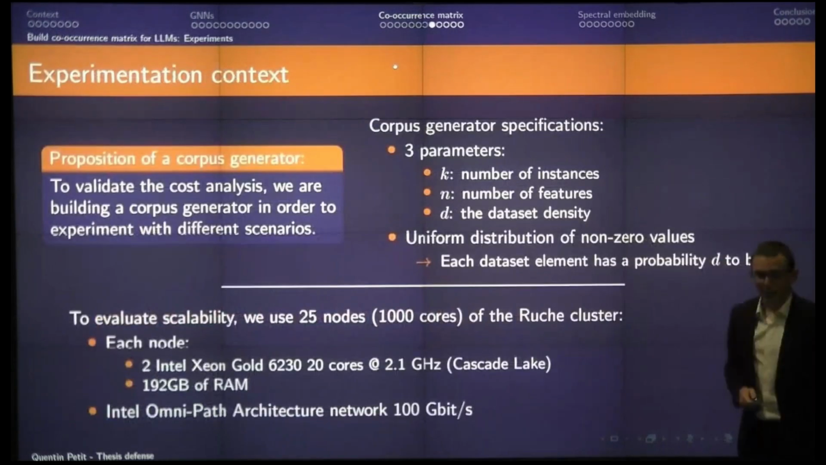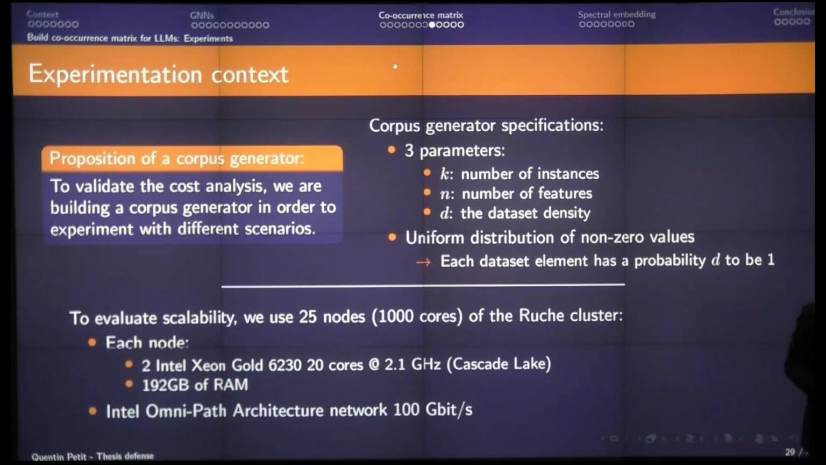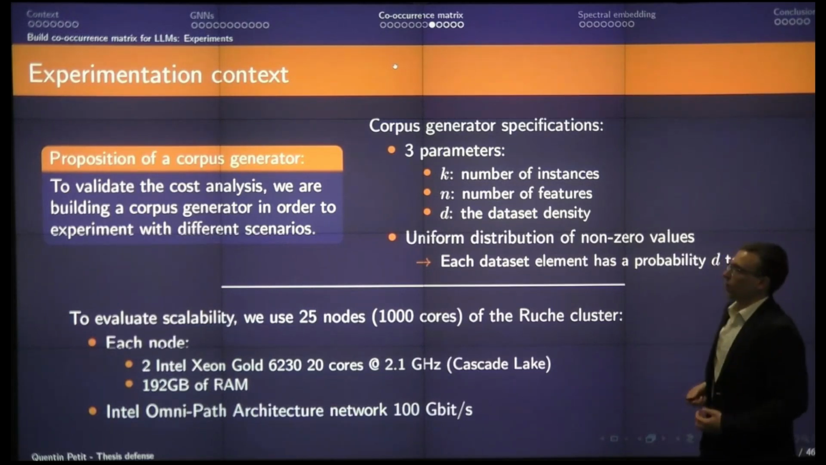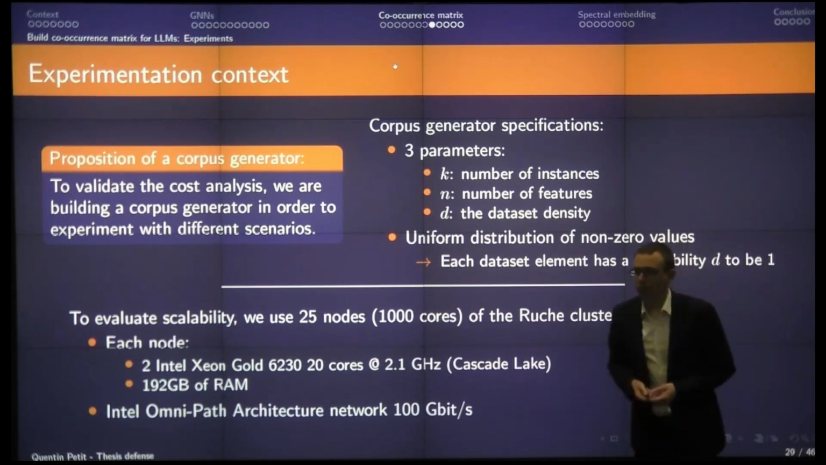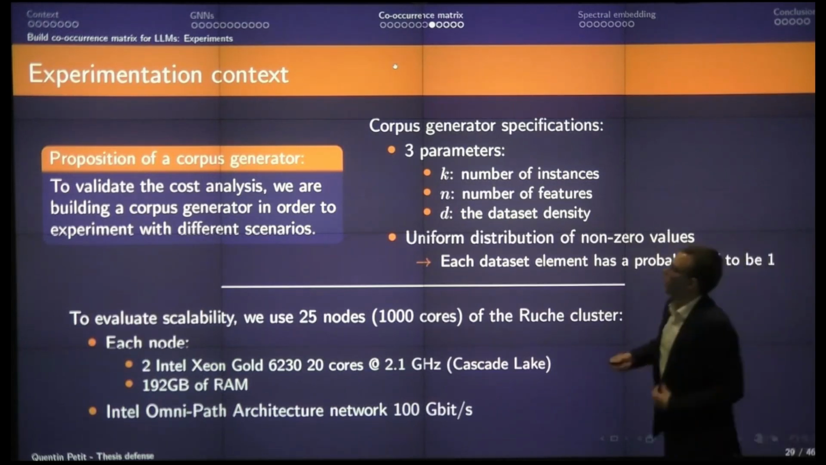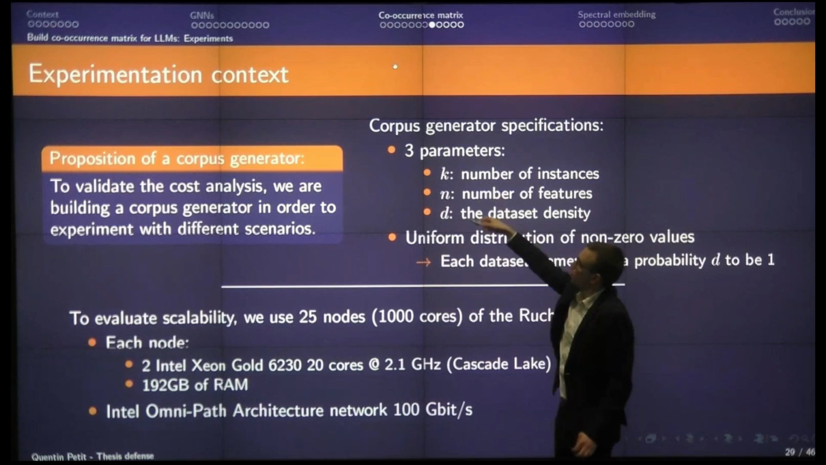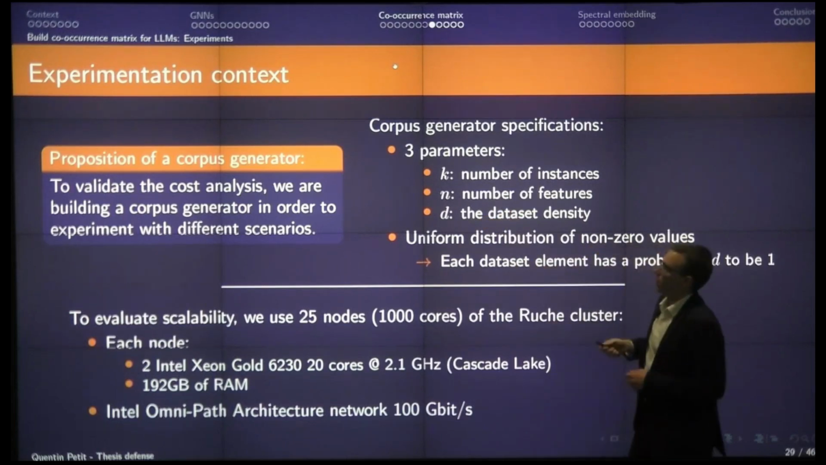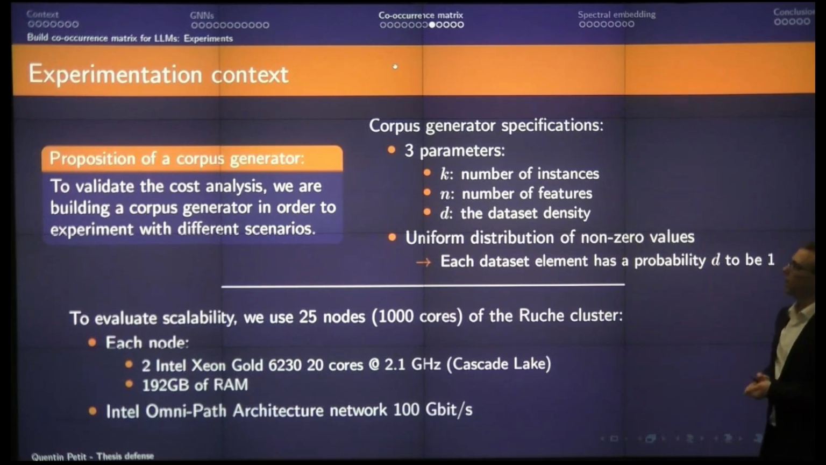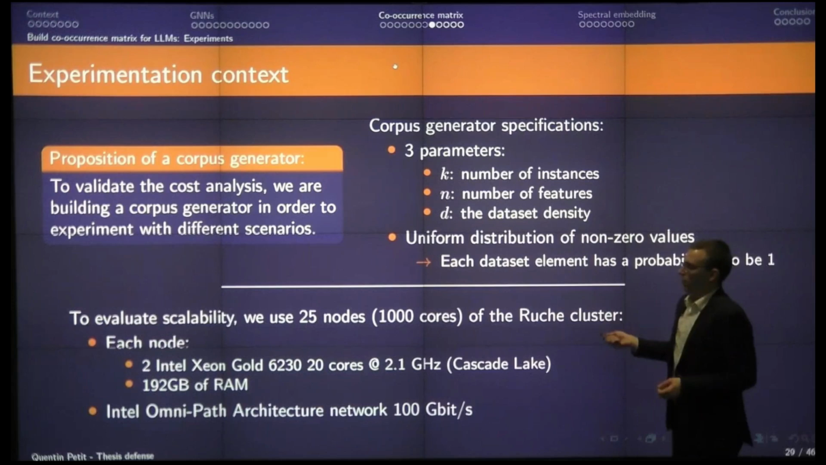Okay, so to be able to validate this theoretical analysis, we have created a corpus generator, where we can make variations in different parameters to control the size and the density of the generated corpus. And we use the Rush cluster.